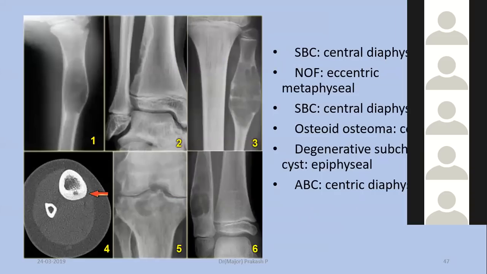See, like a simple bone cyst can be in the central diaphysis. Non-ossifying fibroma is eccentric and located in the metaphysis. Osteoid osteoma is cortical in location. Degenerative subchondral cyst is epiphyseal in location. Aneurysmal bone cyst is central and diaphyseal. So you can see various lesions have particular characteristics.